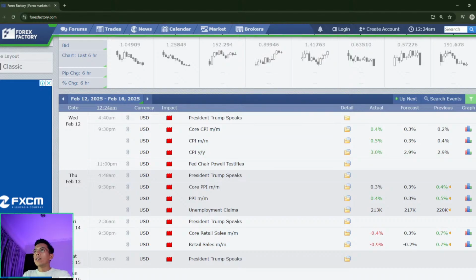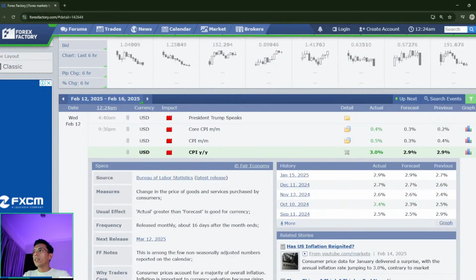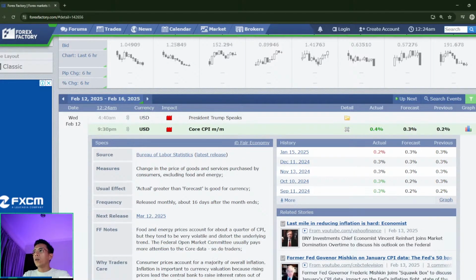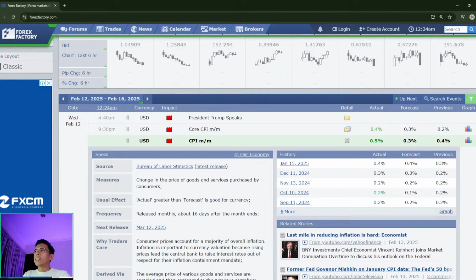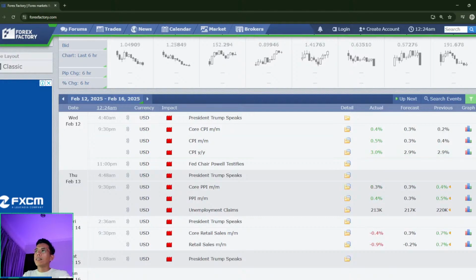So the answer is this is not really great data for the dollar, because when CPI is higher, that also means that inflation is higher. Inflation higher means it is not looking good for the currency. In this case we are trading gold versus the dollar, so we are paying attention to all the high impact news related to the dollar only.